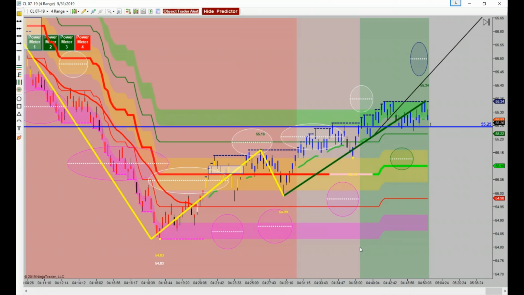What if it doesn't go to midband? What kind of trade could you be looking for? A box in or a retrace trade, right? Let's see if we can get something.